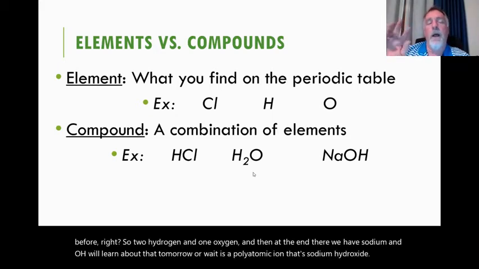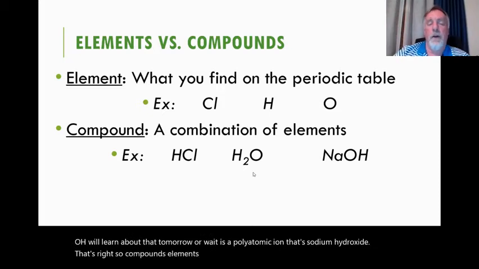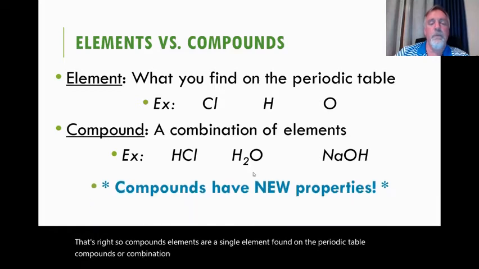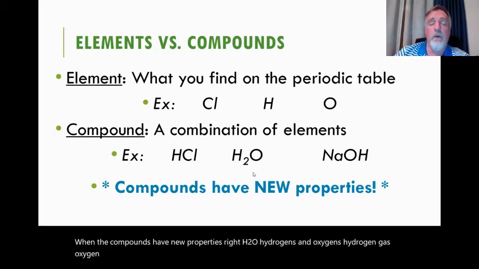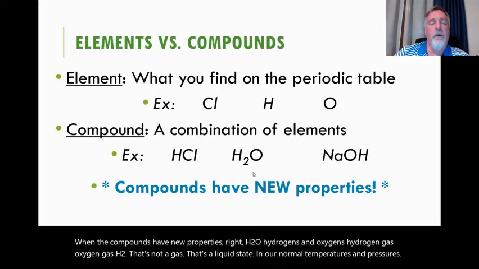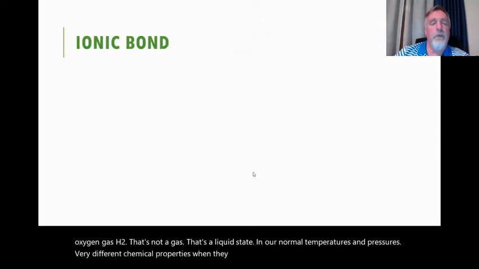So elements are a single element. Find them on the periodic table. Compounds are a combination of elements. And compounds have new properties, right? H2O, hydrogens and oxygens. Hydrogen's a gas, oxygen's a gas, H2O, that's not a gas, that's a liquid state in our normal temperatures and pressures. So very different chemical properties when they are compounds.